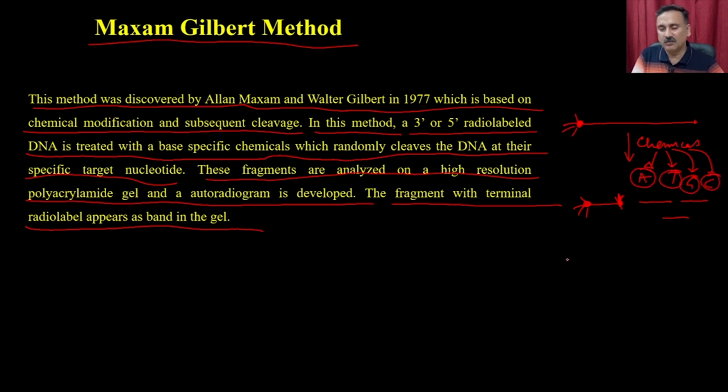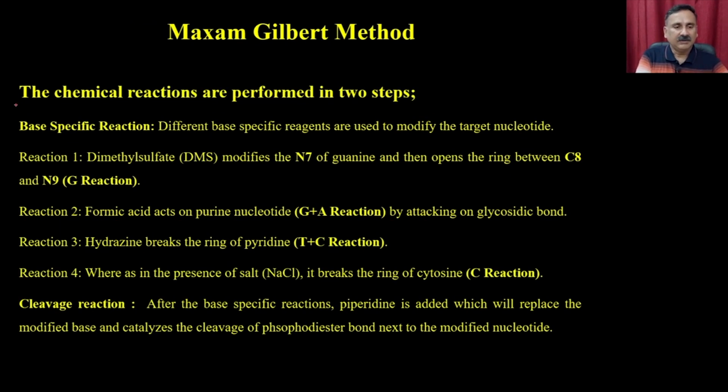This means here also you are going to run the 4 reactions: the A reaction, T reaction, G reaction and C reaction, and that is how you are going to analyze these reactions, and that is how they are going to give you the pattern of the DNA sequence. So the chemical reactions are performed in 2 steps, the base specific reaction and the cleavage reaction.